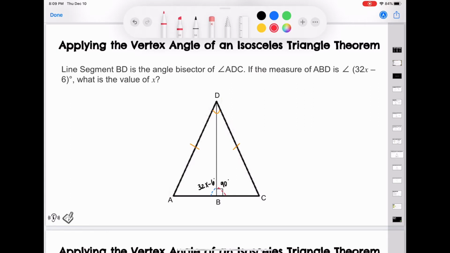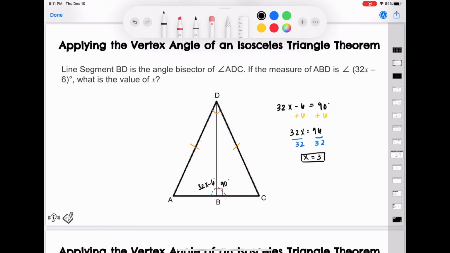Either way is completely fine, but I'm going to go ahead and do the easiest route, and that is 32x minus 6 equals 90. I'll go ahead and move my 6. This gives me 32x equals 96. So I want to divide by my 32 to isolate my x. So divided by 32 gives me x equals 3, and thus x will equal 3. So all I'm being asked to identify is what the value of x is.